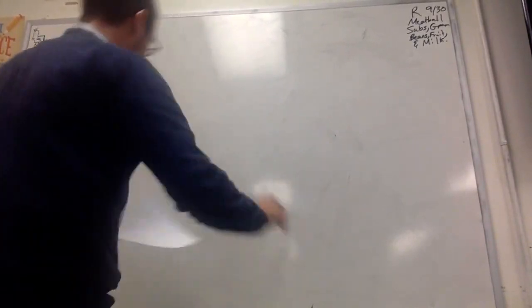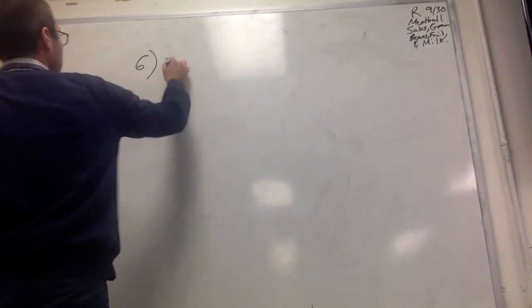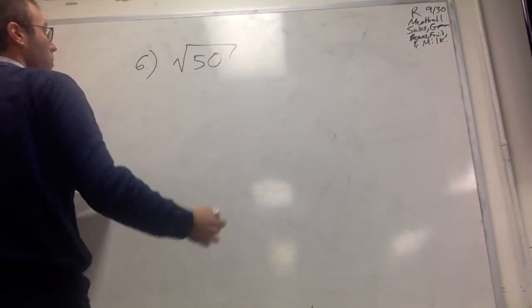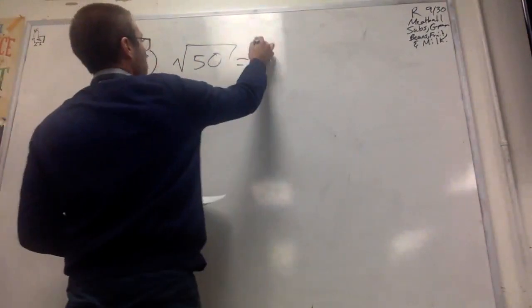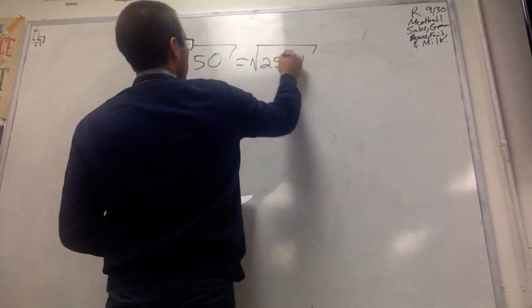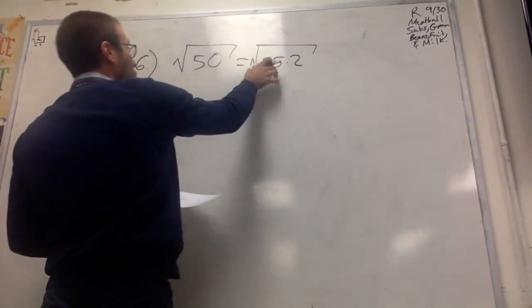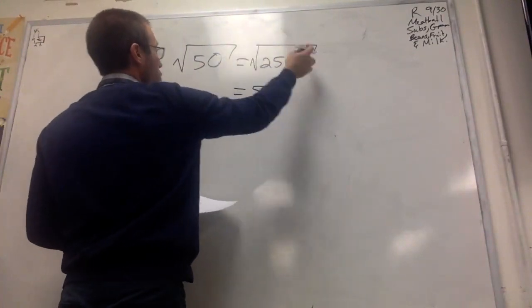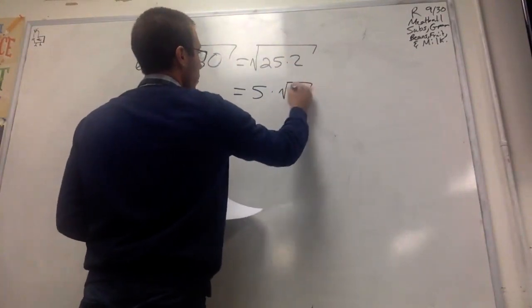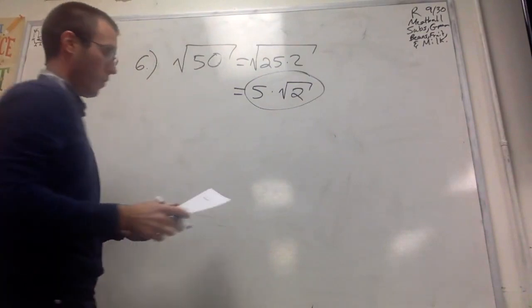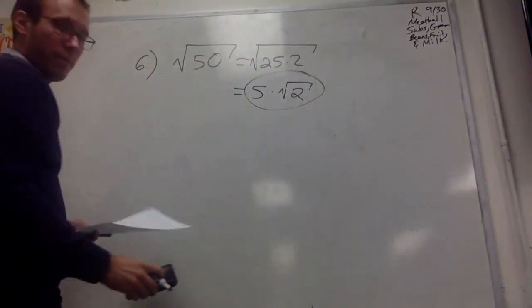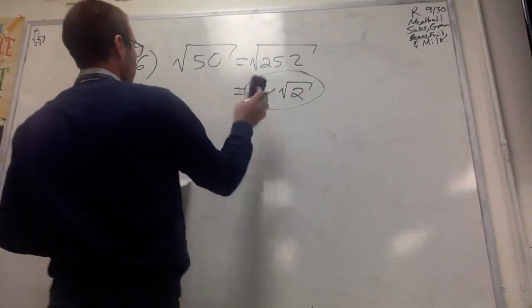It says simplify this thing. Well, this is really square root 25 times 2. Square root of 25 is 5 times the square root of 2. And that's simplified. So that's how you do 6.